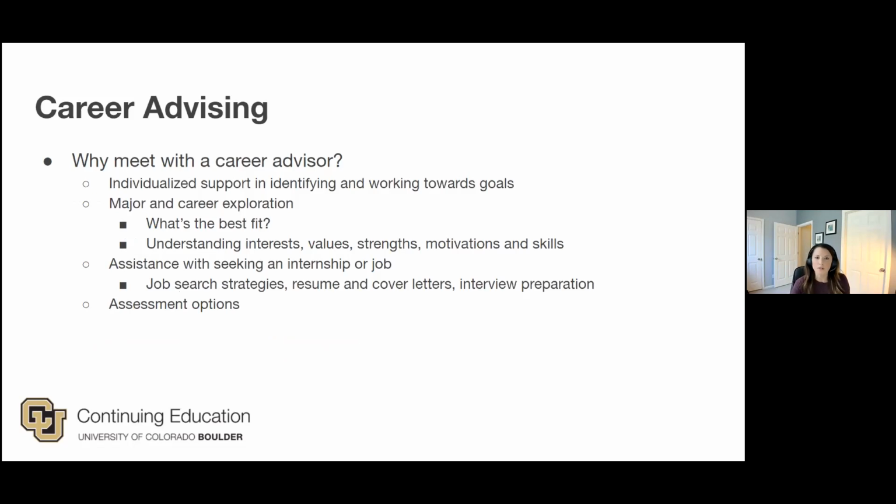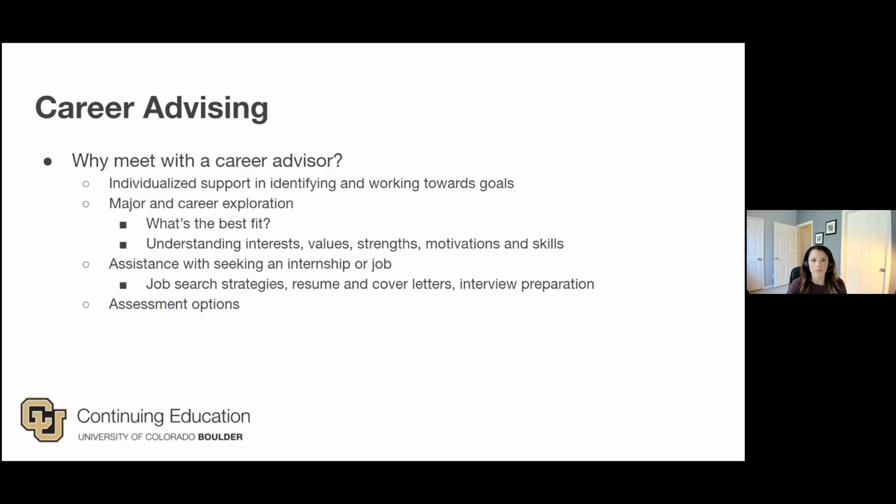And I always think it's helpful just to introduce, when should somebody meet with a career advisor? This could be somebody that's entering into their first time in academics as an undergrad, and it could also be somebody that's exploring careers later down the road. But really, there's a couple of key topics that are really common to chat about in career advising.